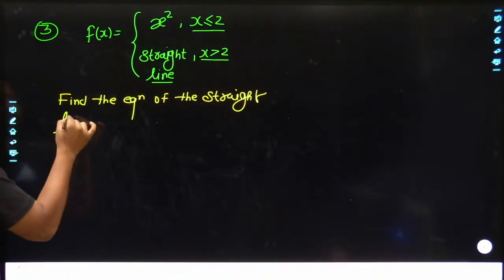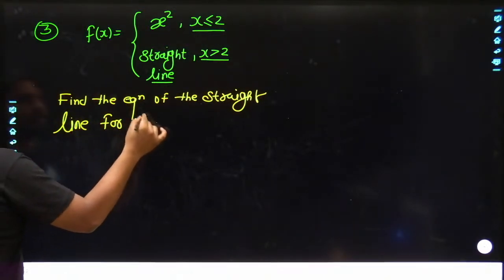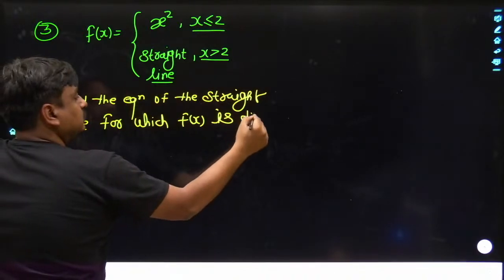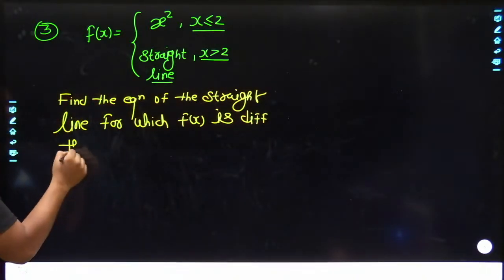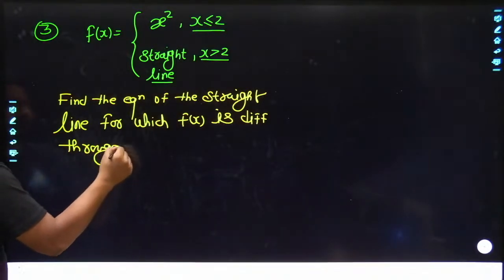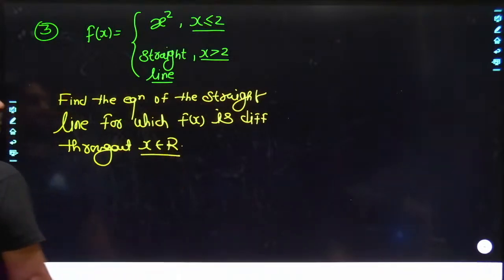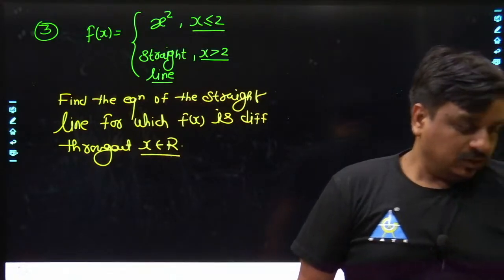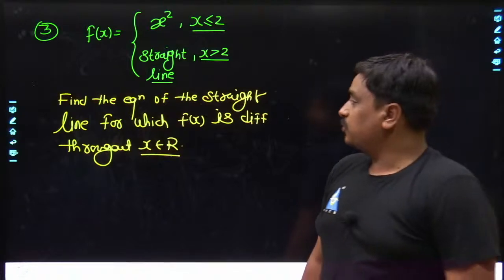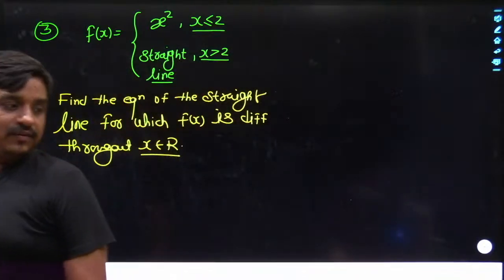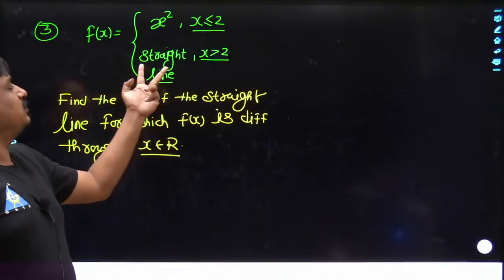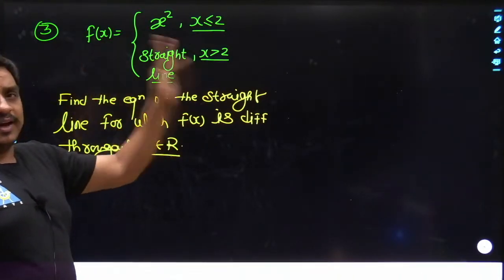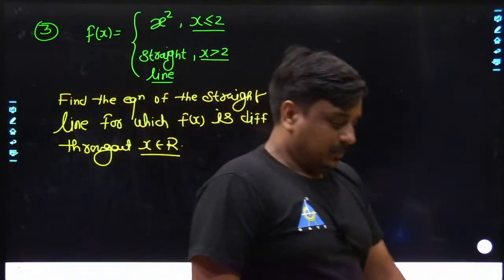Straight line for which function f of x is differentiable throughout, for all real values of x. I would like to have the input from each one of you. What would be the best answer for this given problem? I need to find the equation of the straight line for which the function f of x would remain differentiable throughout the range of x, which starts from minus infinity till plus infinity.